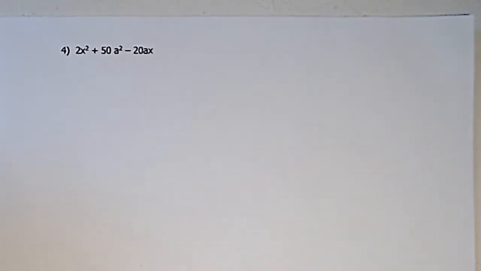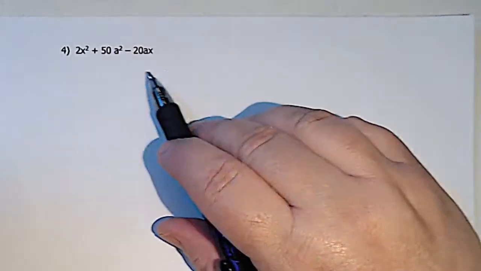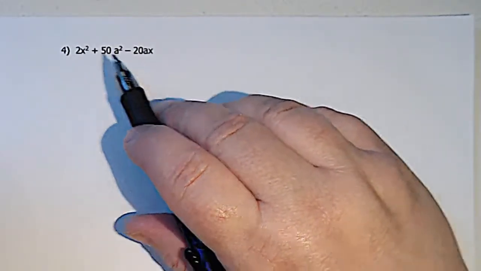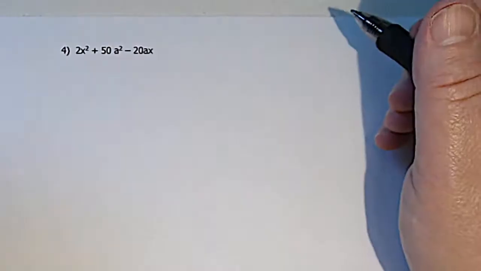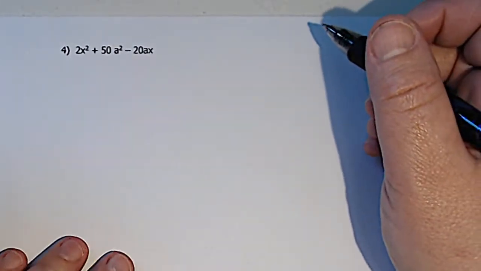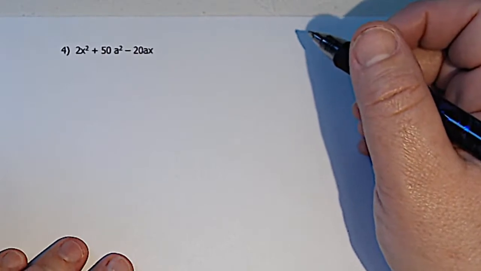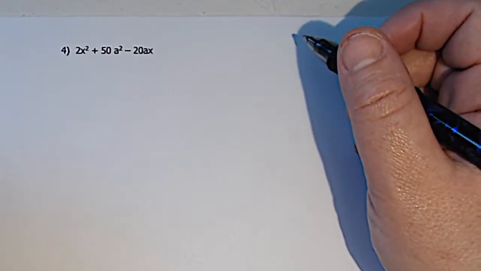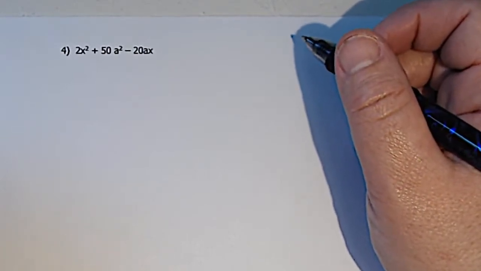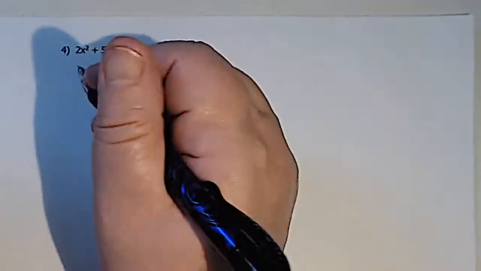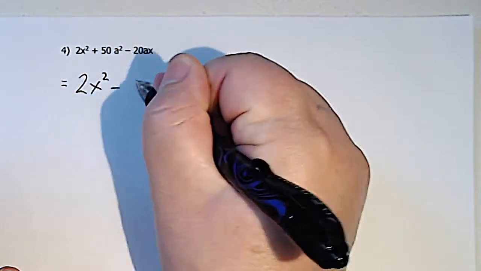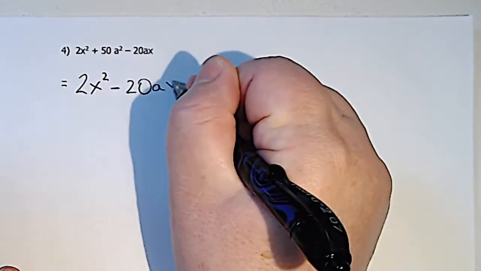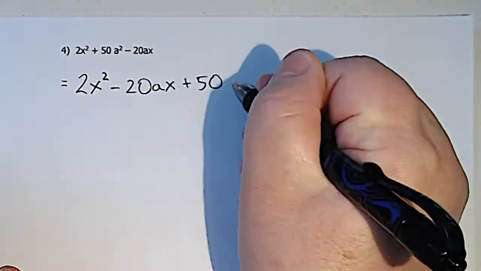So we've got a bunch of stuff happening here. 2x squared plus 50a squared minus 20ax. First thing I notice is that, well, I noticed two things at the same time. One of the things is that these are in the wrong order. I'm going to rewrite this as 2x squared minus 20ax plus 50a squared.